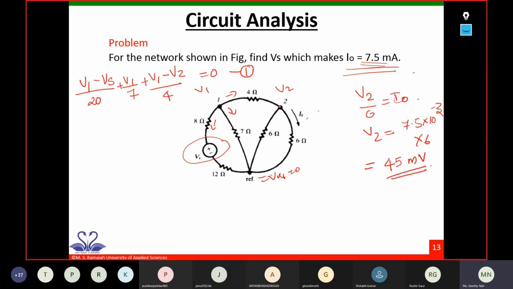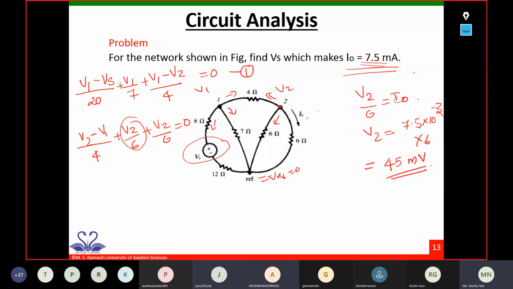Now tell me the equation in the second node. So tell me: V2 minus 45 millivolts minus V1 by 4. First you tell the equation: V2 minus V1 by 4 plus V2 by 6 plus I0 equal to 0. Right?